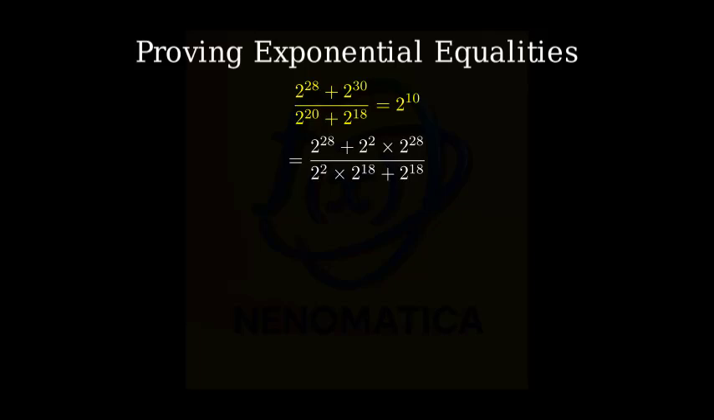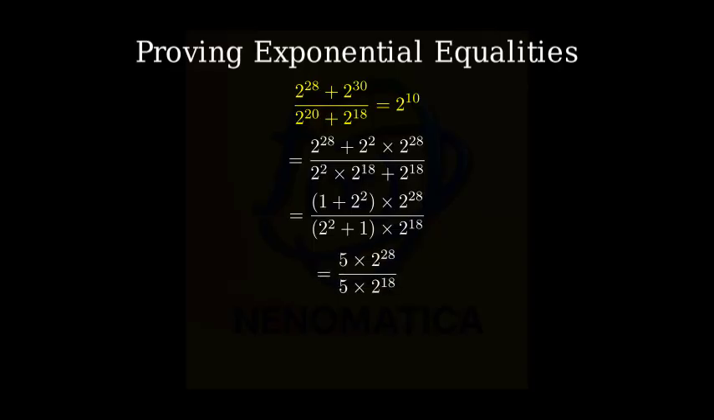In the numerator, we can rewrite 2 to the power of 30 as 2 to the power of 28 multiplied by 2 squared. Similarly, in the denominator, we can express 2 to the power of 20 as 2 to the power of 18 multiplied by 2 squared. Now, let's factor out the common terms in both the numerator and denominator. From the numerator, we can factor out 2 to the power of 28. Let's calculate the values inside the parentheses. 1 plus 2 squared equals 1 plus 4, which is 5.